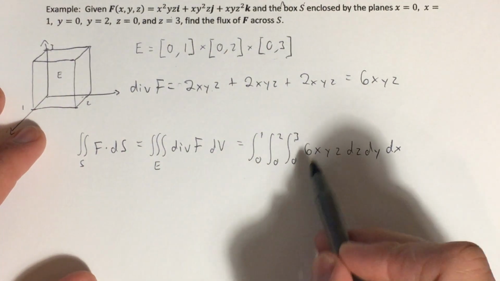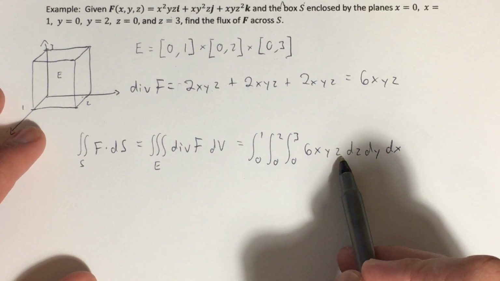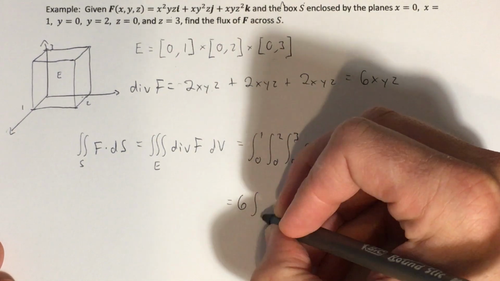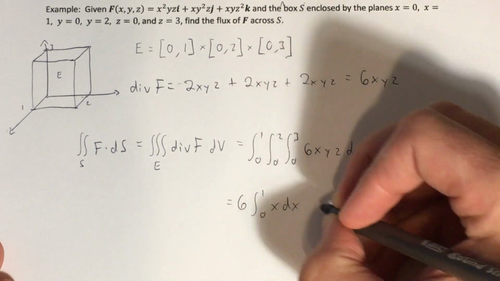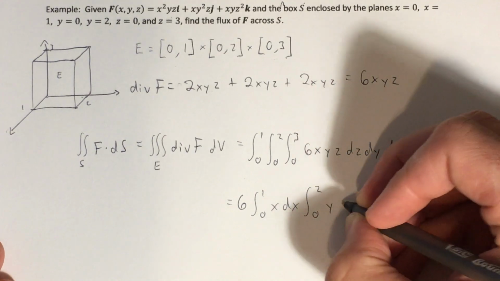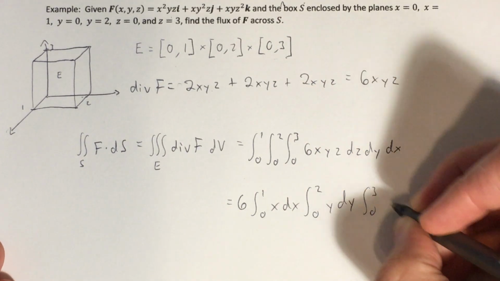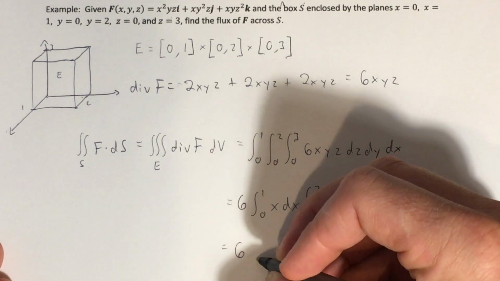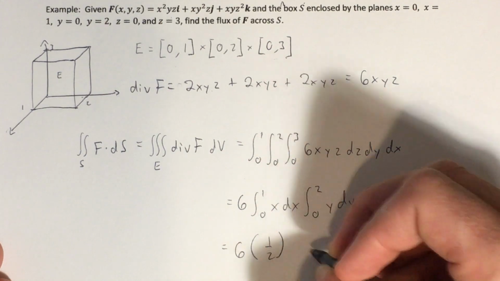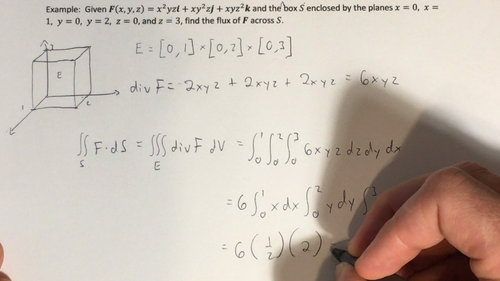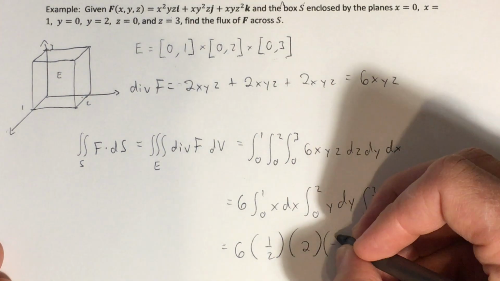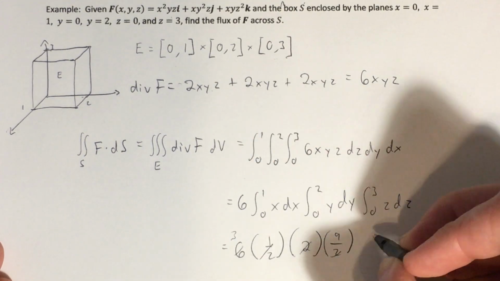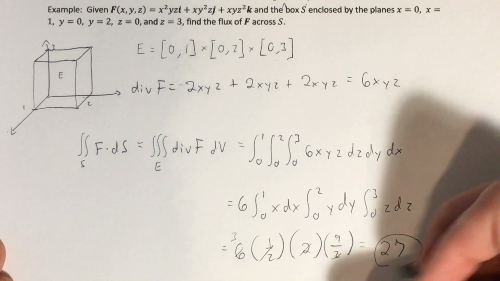Okay, I'm going to bring the 6 out, and because I have a product of x, y, and z, I can split this into the product of 3 separate integrals. So this would be 6 times the integral from 0 to 1 of x dx times the integral from 0 to 2 of y dy times the integral from 0 to 3 of z dz. Now if you evaluate these integrals independently, I'm going to get 6 times, this would be 1/2. This one comes out to 2. This one comes out to 9/2. Okay, we get some cancellation here. That becomes a 3. I end up with 27.